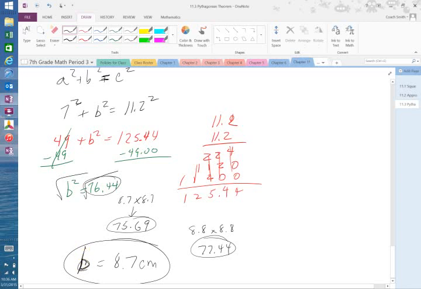And that's your answer. That's probably the hardest one you have. But it's basically just manipulating the a squared, b squared, or the c squared, okay, and then coming up with your answer.